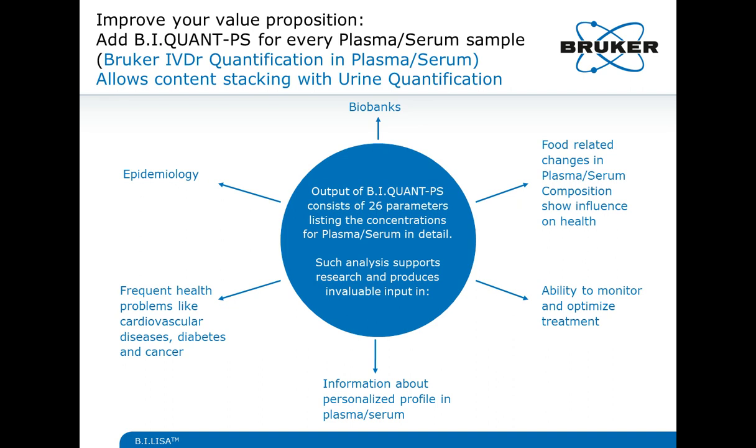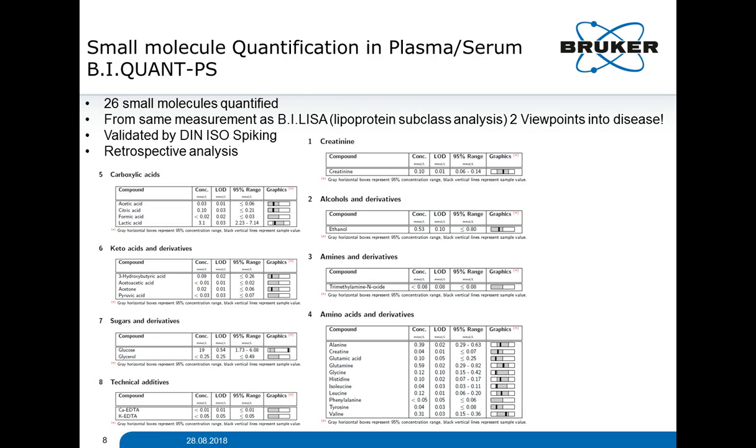Now, when we look into quantification of small molecules, this is important in epidemiology, for a lot of health problems: cardiovascular disease, diabetes, cancer. Then, of course, we can have information about the personalized profile in plasma and serum and identify the metabolites which are relevant in there. We can also look at food-related changes in plasma serum composition to show the influence on health. And of course, it allows us, for example, to monitor and optimize treatment.